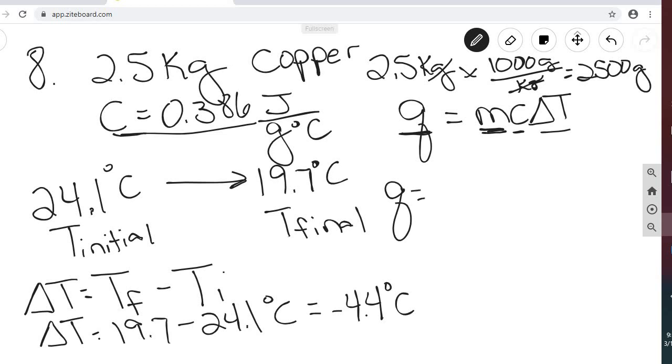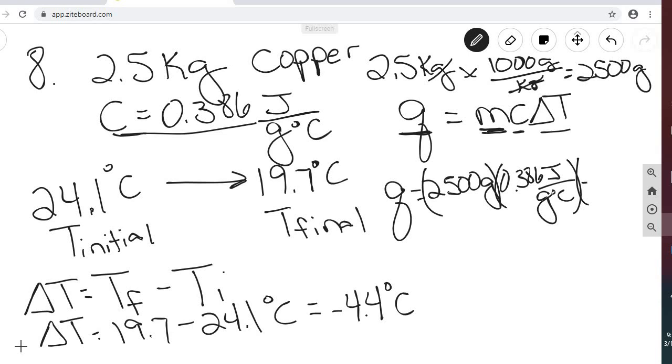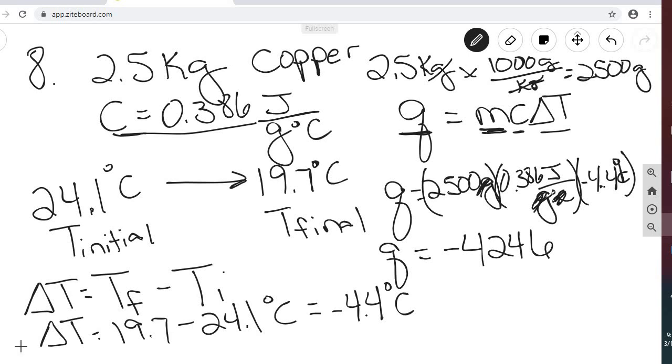So Q is equal to 2,500 grams times c, which is 0.386 joules per gram degrees C. And then delta T we determined was negative 4.4 degrees C. If we do that calculation, we have two positives times a negative, so it's going to be a negative number, negative 4,246. If we look at units, these grams will cancel, degrees C cancel, you're left with joules, and that is the proper unit for energy.